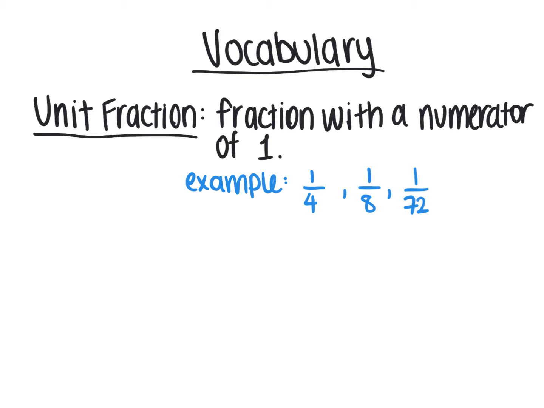First, I wanted to go over the vocabulary word unit fraction. A unit fraction is a fraction with a numerator of 1. So in these examples, we have 1/4, 1/8, and 1/72. These are all unit fractions because they have 1 in the numerator.